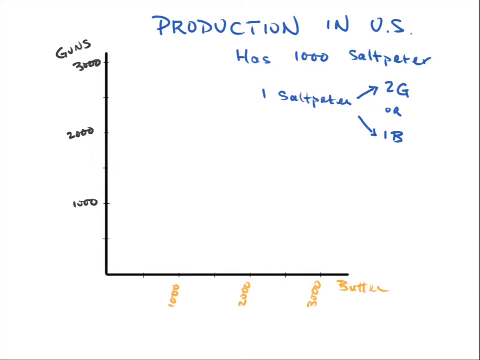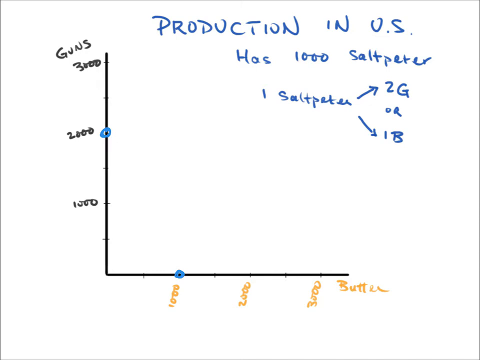At one extreme, if the U.S. uses all of its saltpeter to produce guns, it can produce 2,000 guns, but 0 butter. Okay, so that's this point right here. The other extreme, if it puts all its resources, all 1,000 saltpeter, into producing butter, it can have 1,000 butter, but no guns. And it could do something in between. So like it could spend 500 saltpeter to produce 1,000 guns, and the other 500 to produce 500 butter.